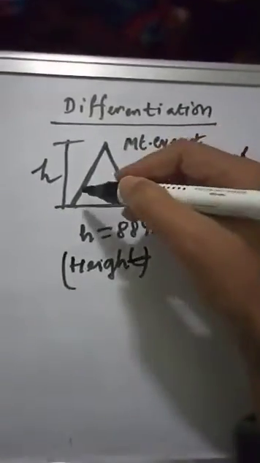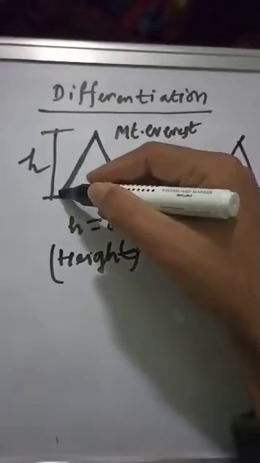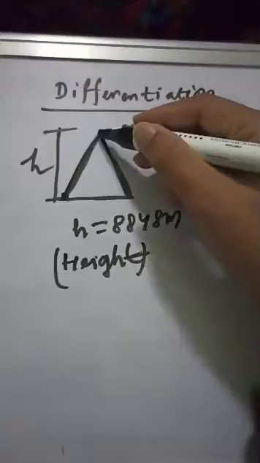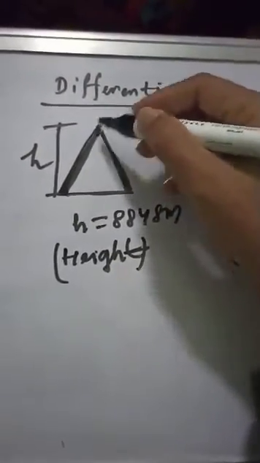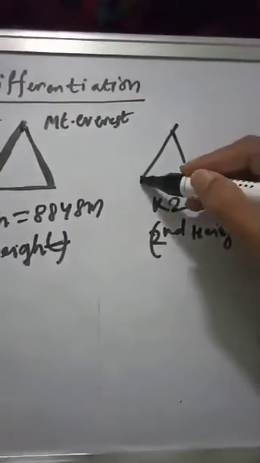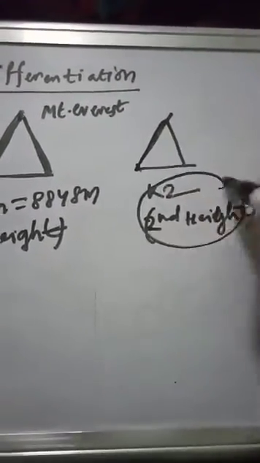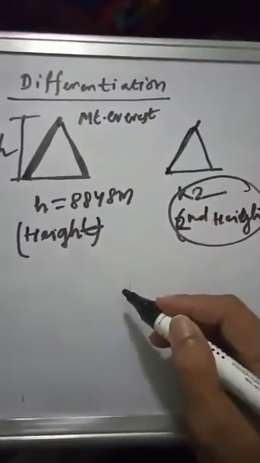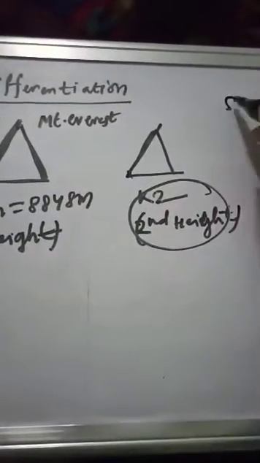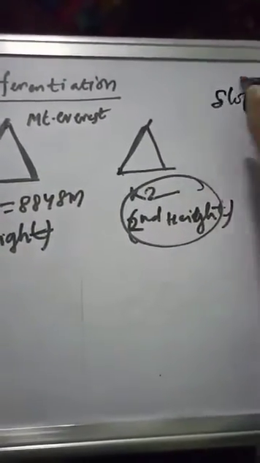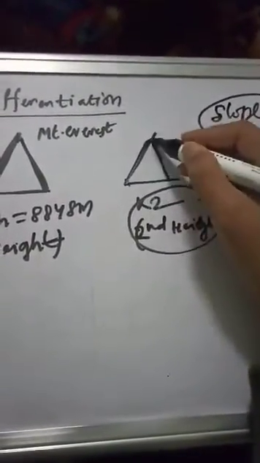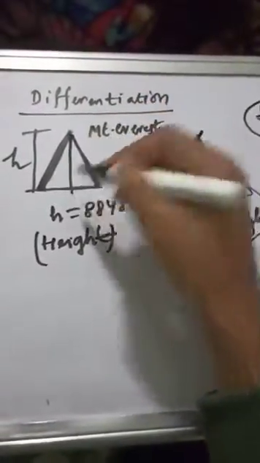So it is not possible to go from here to here and measure its heights. Okay, in reality it is not possible. Also, it is not possible to go from here and here and measure its heights. Okay, so what can we do? We can use a concept, that is slope. Using slope, we can measure its height.